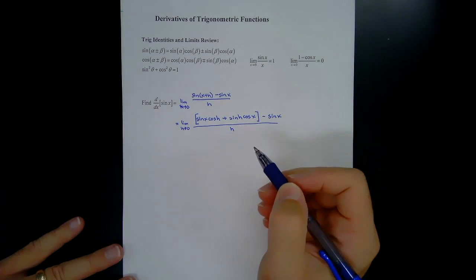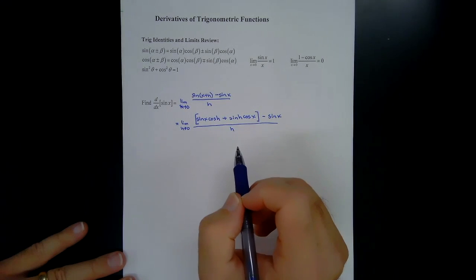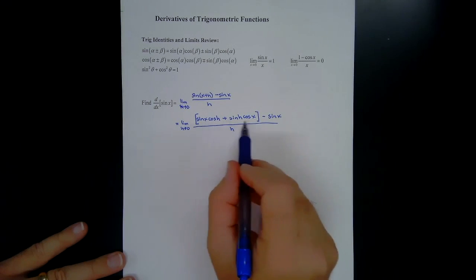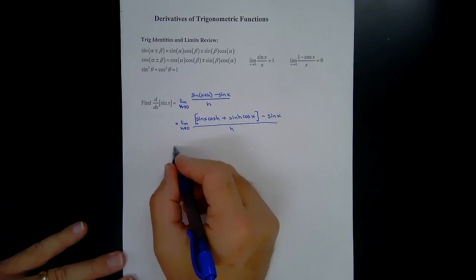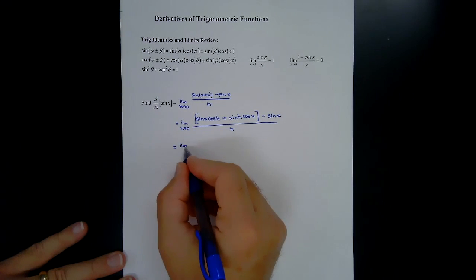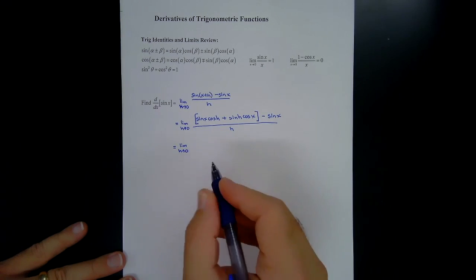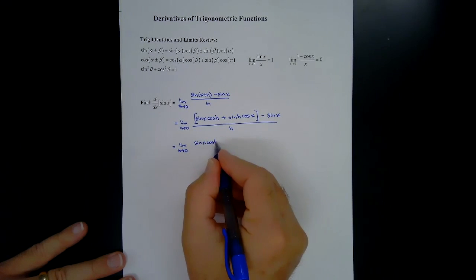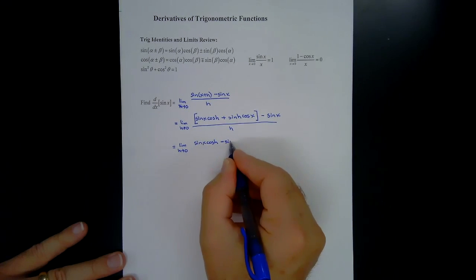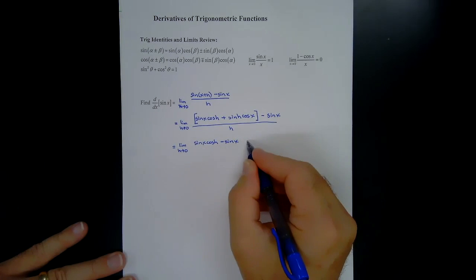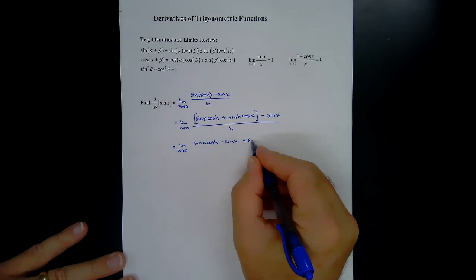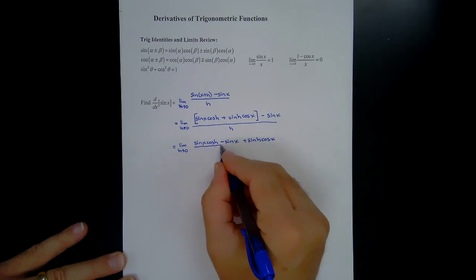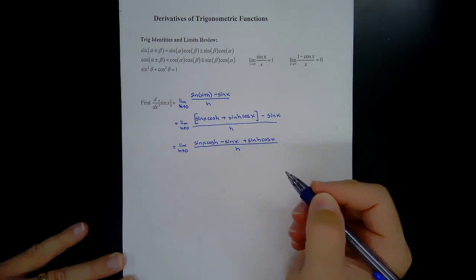h. All right, so now I'm going to break this up a little bit. I'm going to rearrange this. I'm going to put this sine x and this sine x together. So this becomes the limit as h approaches 0 of sine of x cosine of h minus sine of x, and then plus the sine of h cosine of x, all over h.